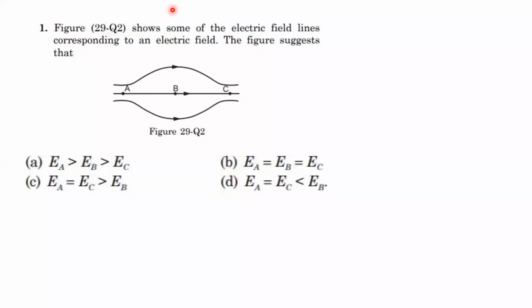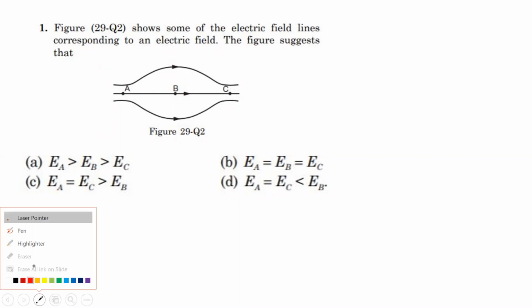Let us solve objective 1 concepts of physics textbook problem, electric field and potential topic. First question. The figure shows some of the electric field lines corresponding to an electric field. The figure suggests that, in the options it is given, regarding electric field intensities.